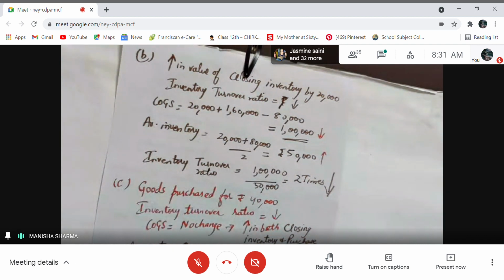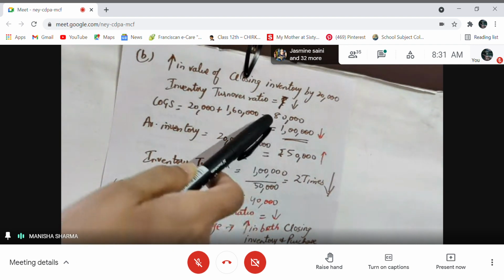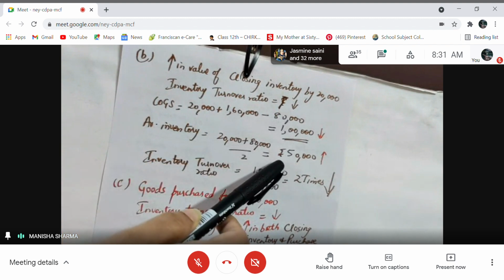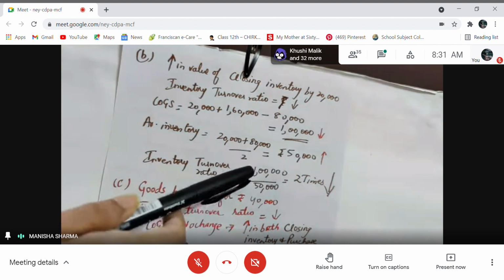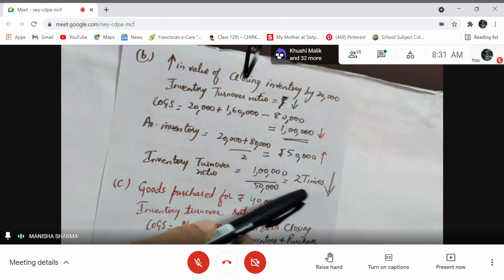Now I will find the inventory turnover ratio: 1 lakh, which is COGS, divided by average inventory, which is 50,000. So 1 lakh divided by 50,000 will be 2 times. The starting value of the inventory turnover ratio was 3 times. Now the value is 2 times. So it has reduced, right? So let's take up the next.